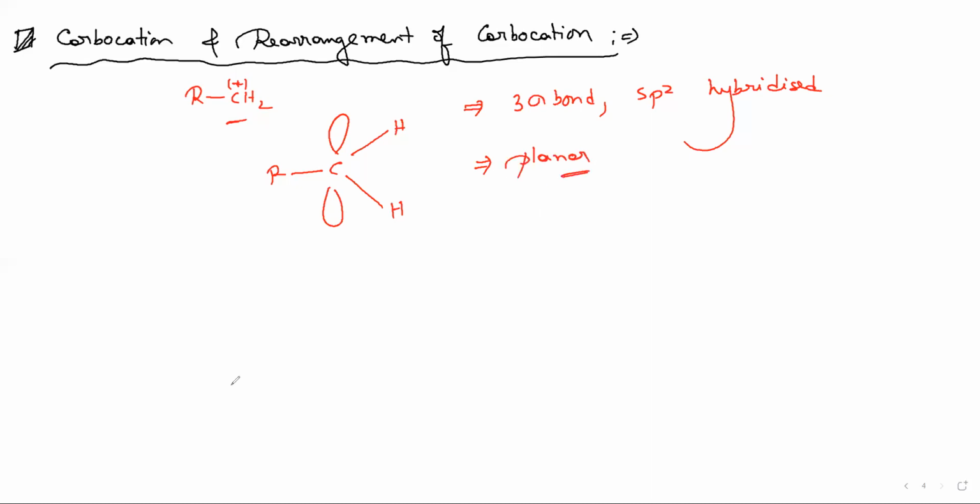Planar shape. So if the carbocation is planar, suppose it lies on a plane, any nucleophile can attack from the top of the plane, and it can also attack from the bottom of the plane. That's why we can say for carbocation we get a racemic mixture. Now, what is a racemic mixture? Please go to the optical isomer part, class 11. And carbocation is basically a positively charged species.